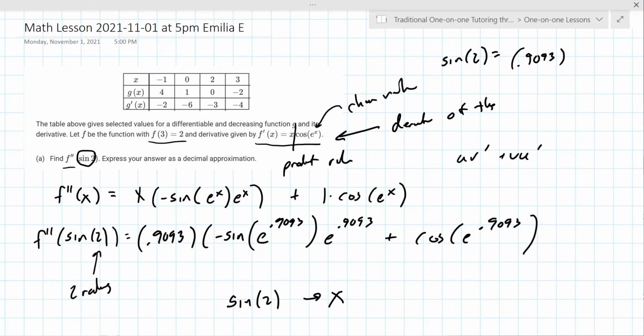Is this part clear though? Can we go on to the next one? So you're just plugging in sine of 2 for x. Yeah, it just gets cumbersome when you put sine 2 everywhere because you're going to have a lot of parentheses. That makes sense. Okay. Part B. And then you just find the value? Yeah, it's a number.